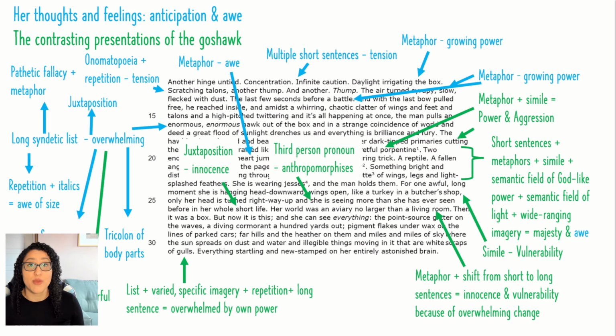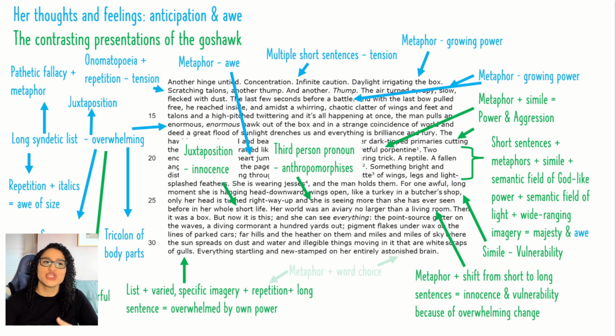And that's made really clear to us in the last line of this paragraph, where we are told everything startling and new stamped on her entirely astonished brain. So the word choices there are quite interesting, and I also think there's a metaphor in the new stamped as well, like it's being imprinted on for the very first time. So startling, astonished, both have connotations of being shocked, surprised, overwhelmed. You've also got that pronoun of everything that in an almost hyperbolic way creates that overwhelming feeling of just how much is going on around her.